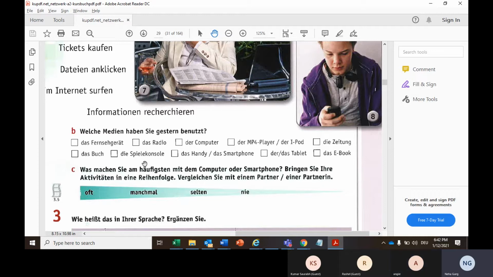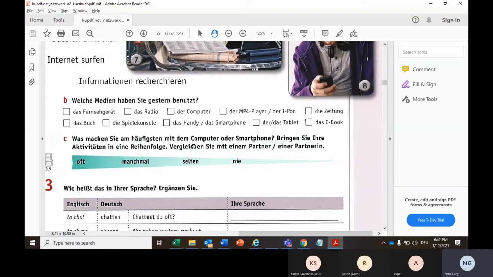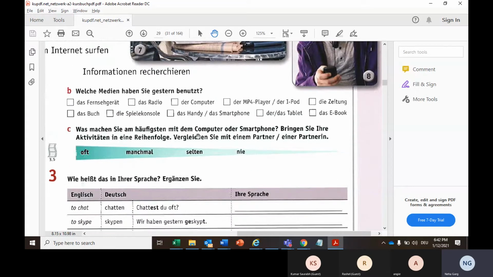So, Fernsehgerät is basically television, radio is radio, computer, then MP4 player, the Zeitung, newspaper, ebook, tablet, smartphone. Spielkonsole is like you can say maybe Xbox or any devices, a lot of devices which we have to play games on. Dann das Buch. Now, there are four words given: oft, manchmal, selten, und dann nie. Just see the arrow in what manner it has been designed. So oft is basically often, something which you use pretty often or on regular basis. Manchmal, das bedeutet at times. Selten, basically rarely, und dann nie is like never.